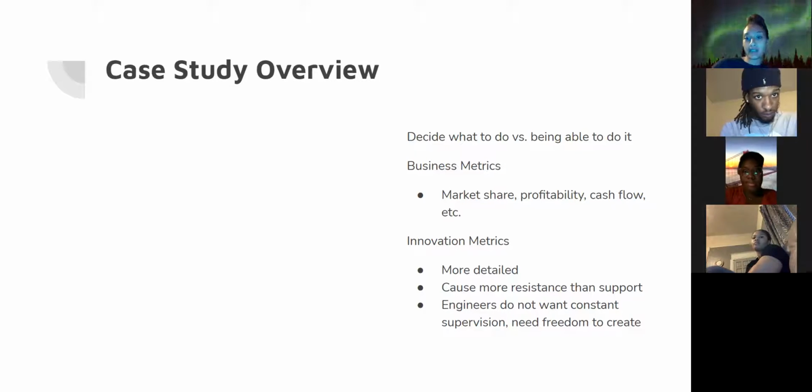So they first have to decide what they're going to do versus what they're able to do. In reference to their business metrics, they measured their market share, profitability, cash flow, and others. For innovation metrics, they're a lot more detailed. They cause more resistance than support, and engineers do not want constant supervision, and they need freedom in order to create. So the innovation metrics are going to be a little bit different from the business metrics that have previously been measured.